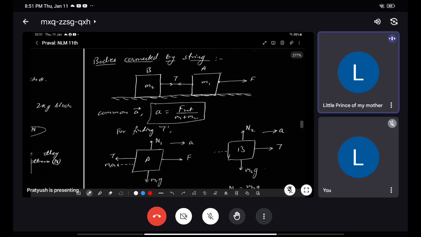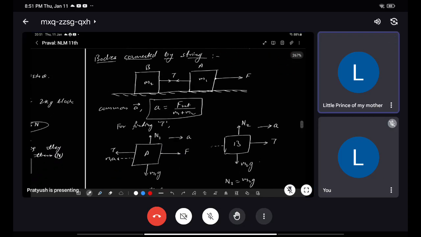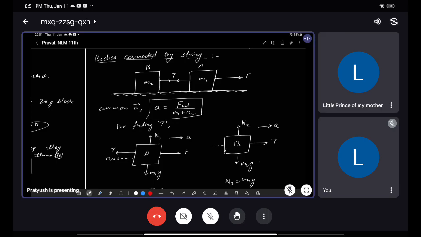So a string is massless beneath as well, sir. Yes, a string is massless. This is our assumption. Otherwise, in total mass, you must add up the mass of string also. But in that case, tension will not be constant. Tension in the string will be varying.